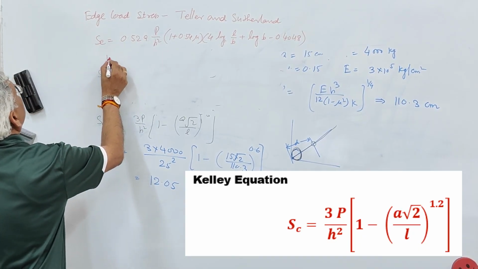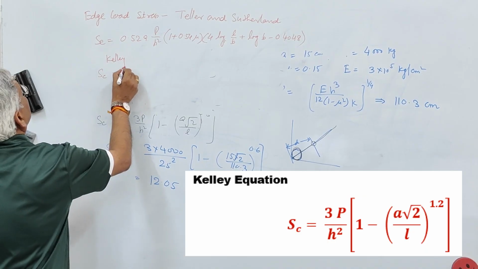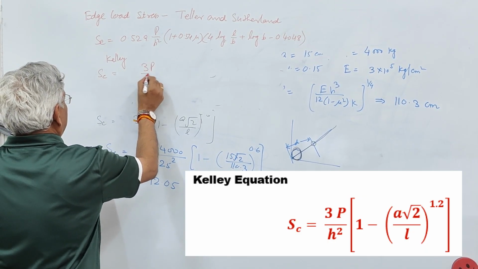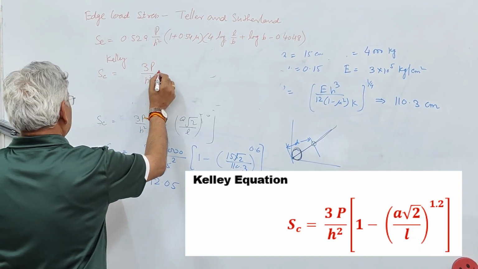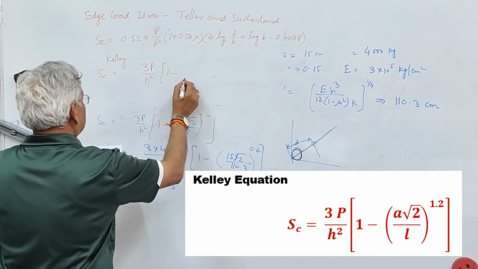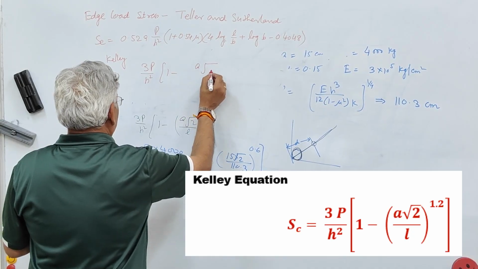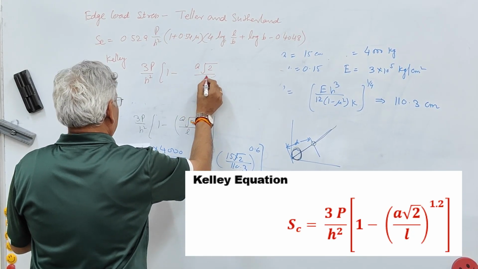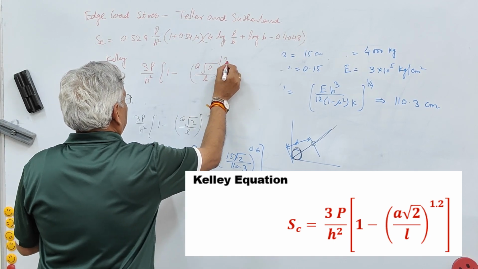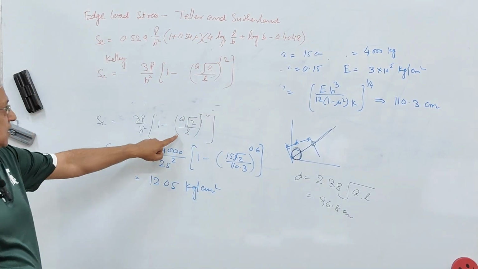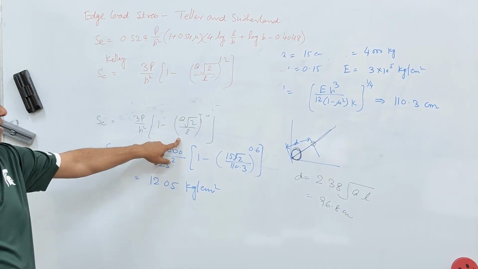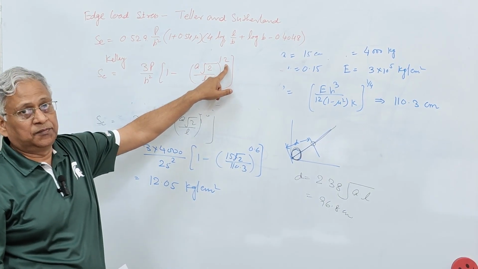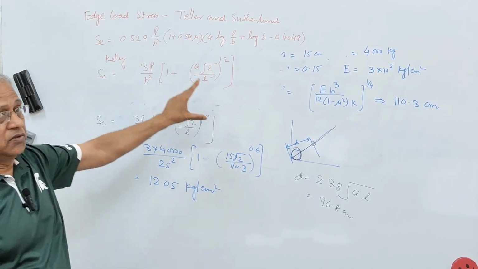And similarly for corner loading, the equation was given by Kelly, and that equation is 3P upon H square into 1 minus a square root of 2 upon L power 1.2. Here in this equation which was suggested by Westergaard, this power was 0.6. It is now 1.2. These are modified equations.